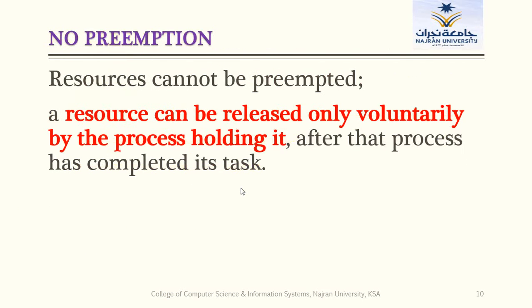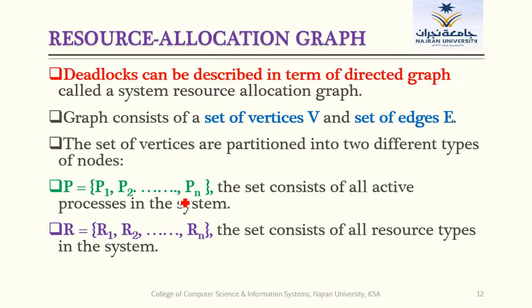Next, how can we describe whether deadlock occurs or not? There is one thing called a resource allocation graph. We need to make a resource allocation graph showing which resource is allocated to which process. Deadlock can be described in terms of a directed graph called the system resource allocation graph. So we will make one graph, and that graph will be directed, meaning we must show the direction.